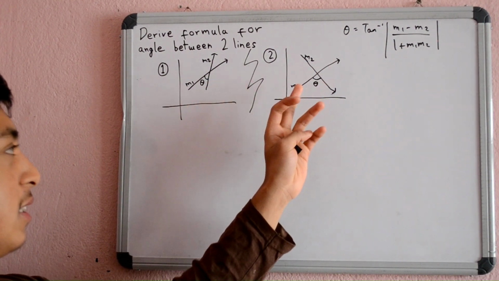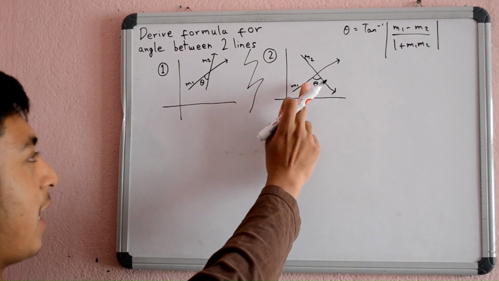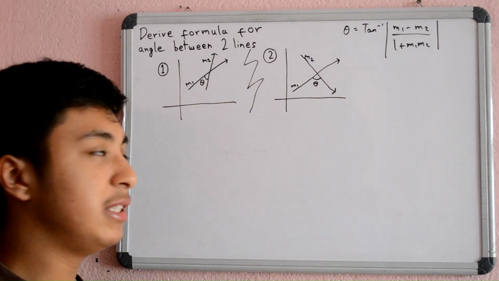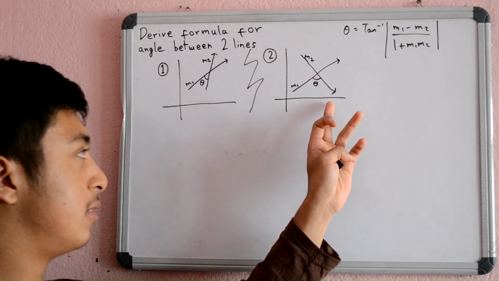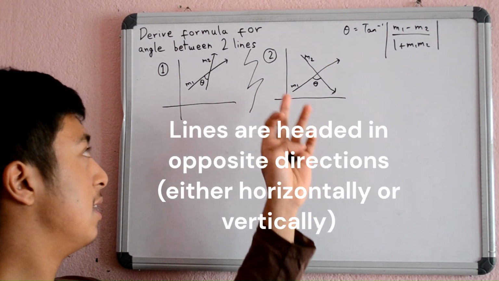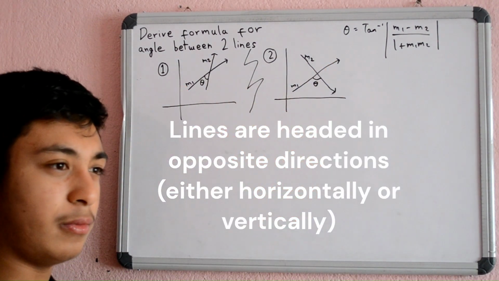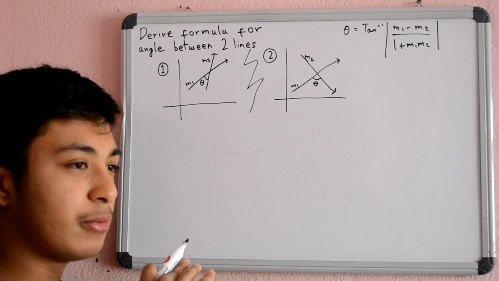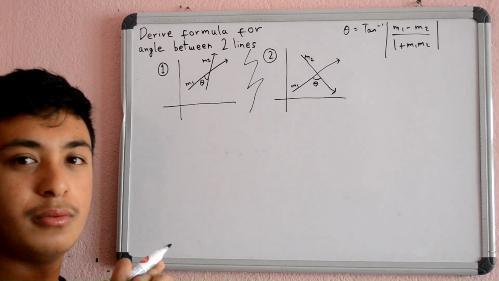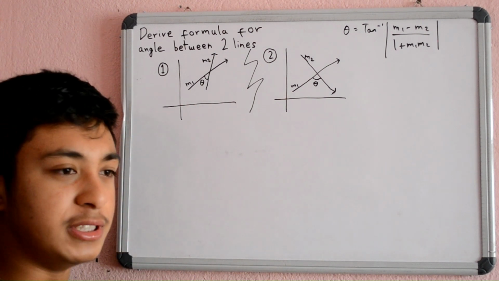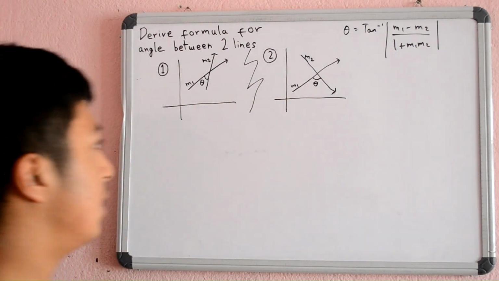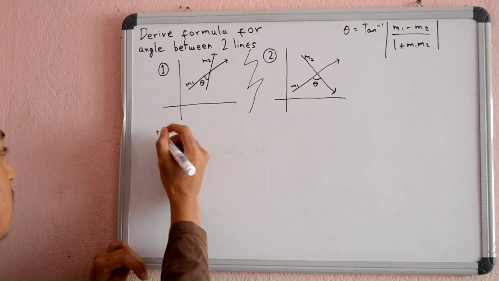But in this case, they are different. Here you can see the rise and run is positive, right? It's increasing. But here you can see the rise is decreasing and the run itself is increasing. So case 1 is when rise and run are both increasing or both decreasing. And here case 2 is when either the run or rise are opposite, where one increases and the other decreases, and vice versa. So let's begin with number 1.